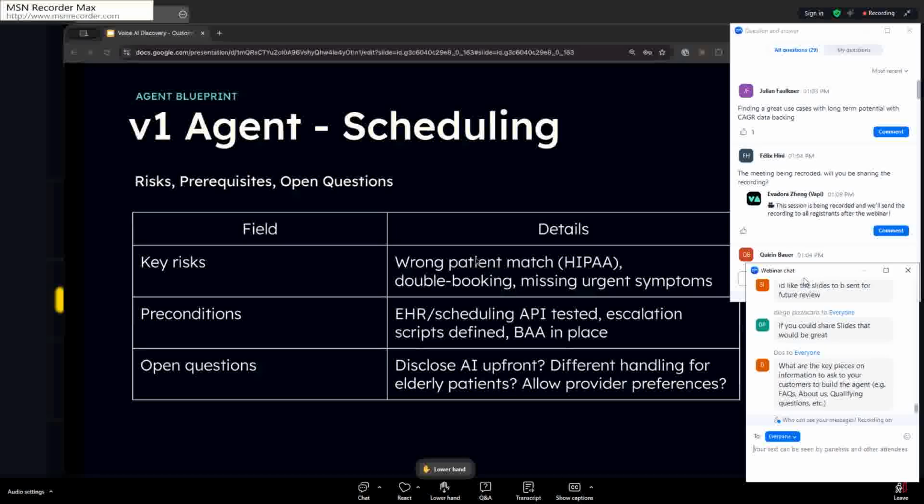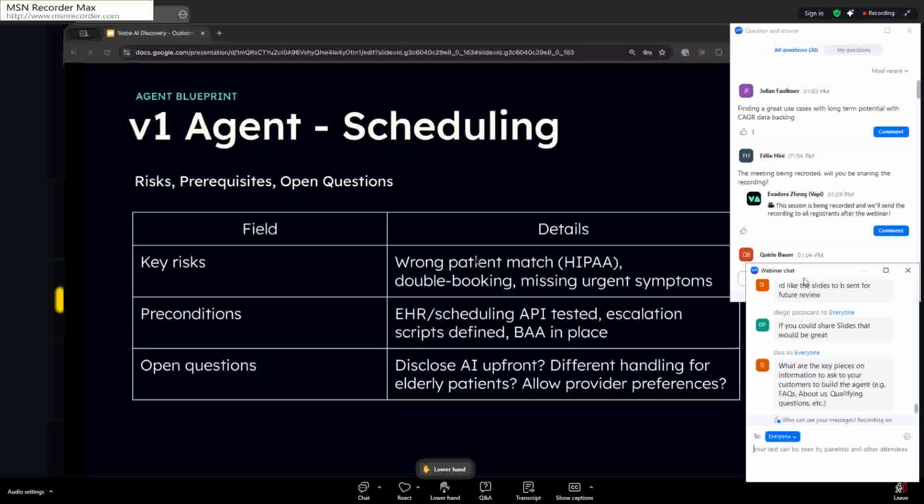Then you also want to leave some open questions to get team input on. Like, do you disclose that this is an AI upfront? How do you handle elderly patients, for example? Do you allow provider preferences? And this is just a nice discussion.